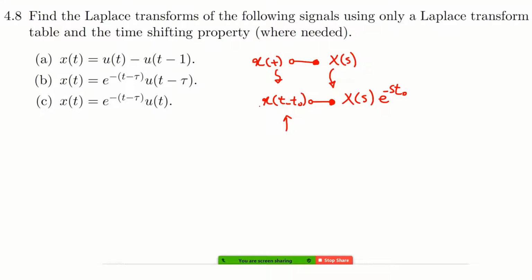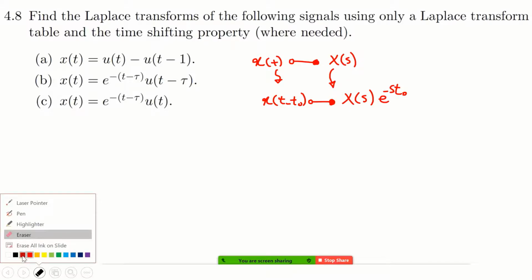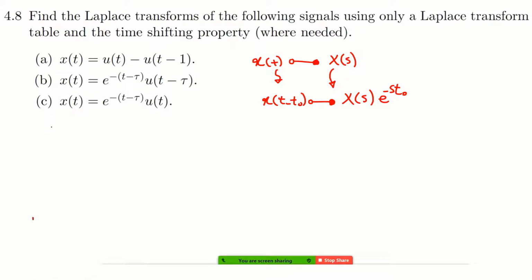So let's see how we can solve these three problems. Well, I think we have enough time, so we can solve all three here, or we can solve just one of these and then start from the beginning. Okay, so let's see what happens. The signal here is x(t), which is u(t) minus u(t minus 1).